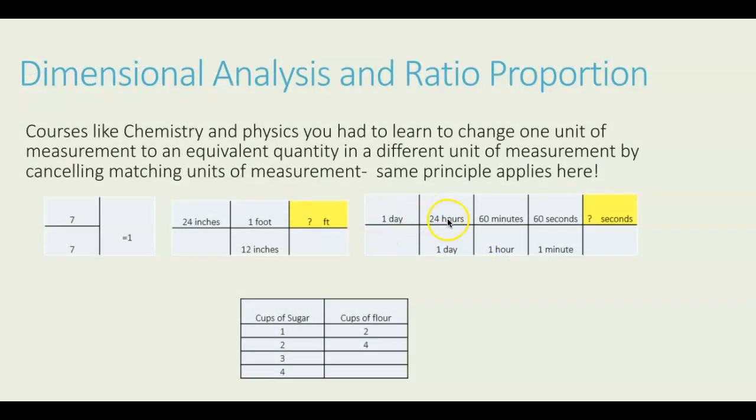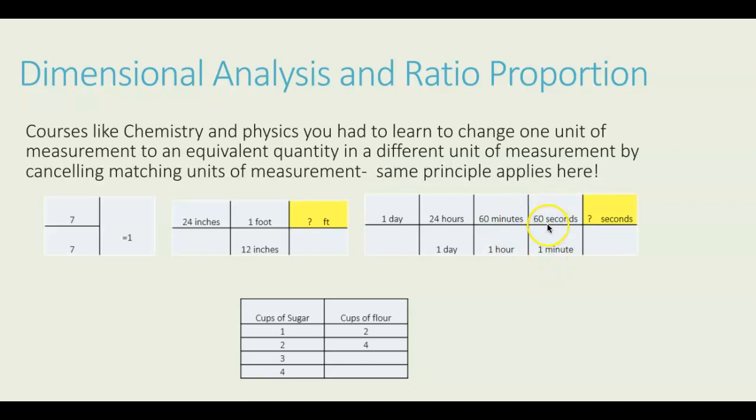And then I have 24 hours here, but I still need to get to seconds. So diagonally from that is its conversion: 1 hour is 60 minutes. The hours will then cancel out. And then I've got minutes on the top. But now I still need to get to seconds, so I'm going to do one more conversion. 60 minutes, and then put 1 minute is 60 seconds.